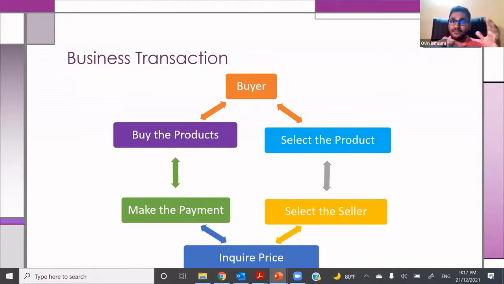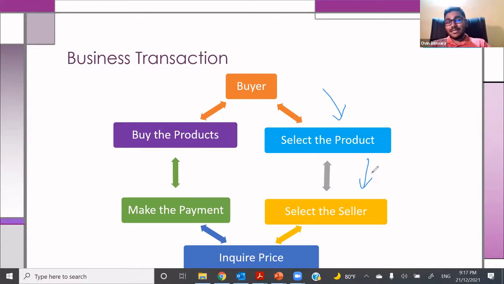The first person you have is the initiator, the buyer. The buyer needs to decide what he or she needs to buy. Select the product. So the buyer selects the product. And after selecting the product, there can be so many alternative suppliers. So the buyer needs to select the supplier, select the seller. So that is the next step.